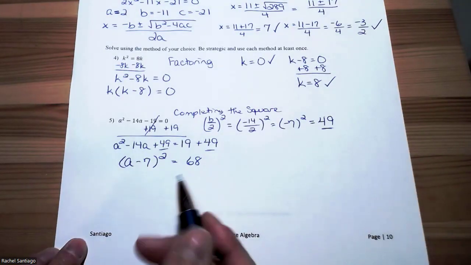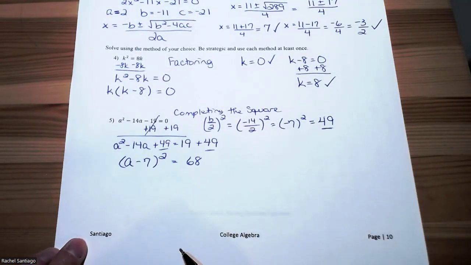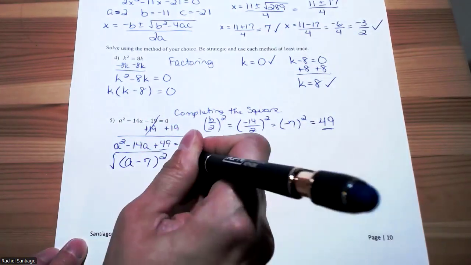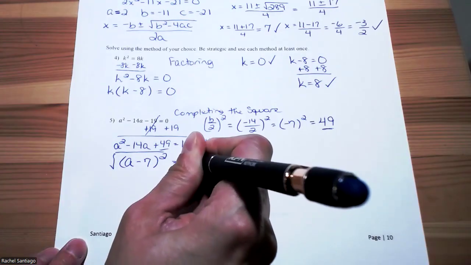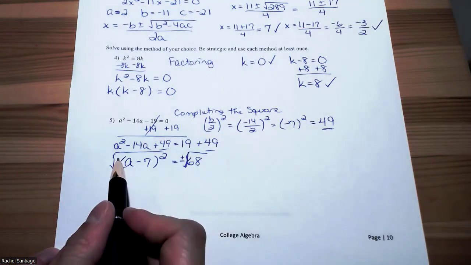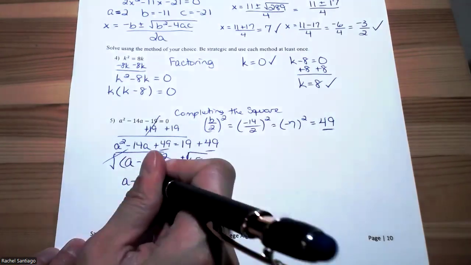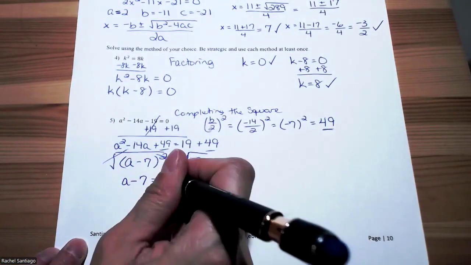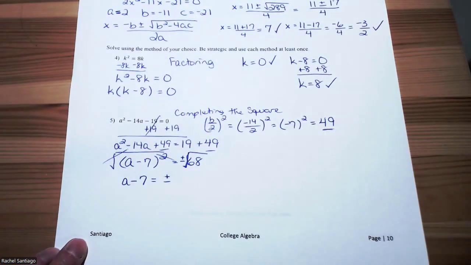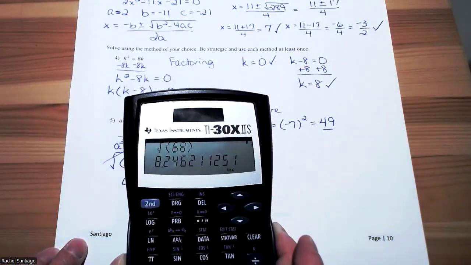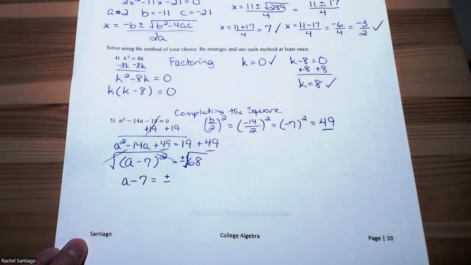Now I have a squared expression, so let's go ahead and take the square root of both sides. Square root of the left, square root of the right. I won't forget that positive or negative right in front. The square root and the square cancel each other out. They are opposites. So we have a minus 7 is equal to positive or negative. Now I'm going to punch in the square root of 68 in my calculator just to do a quick test. Look at that. We cannot take the square root of 68 as a whole number, but maybe I can simplify this.